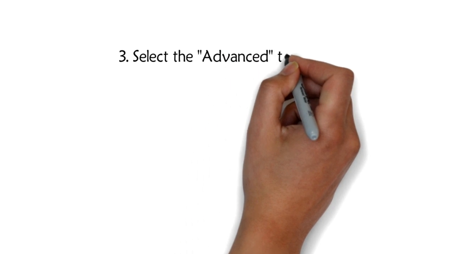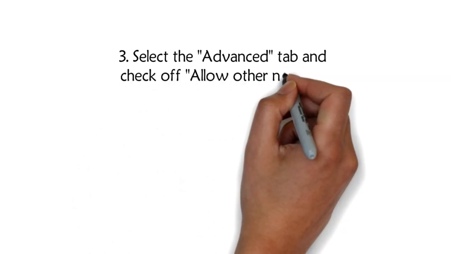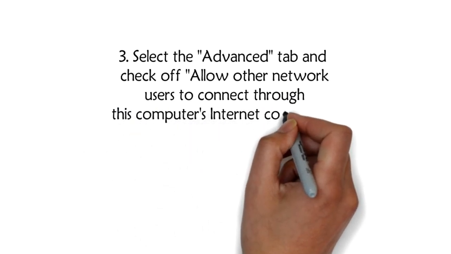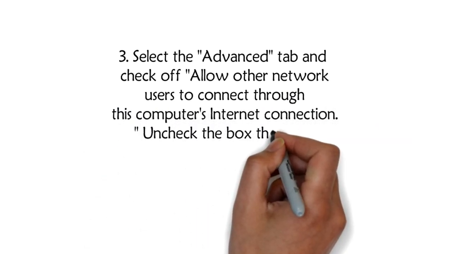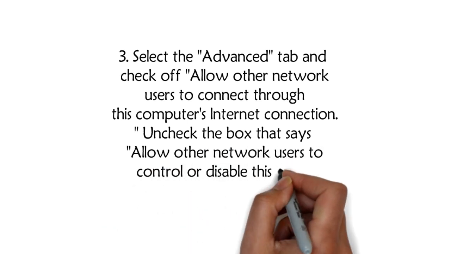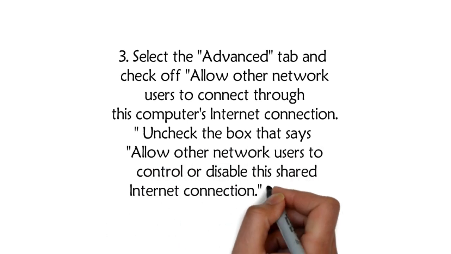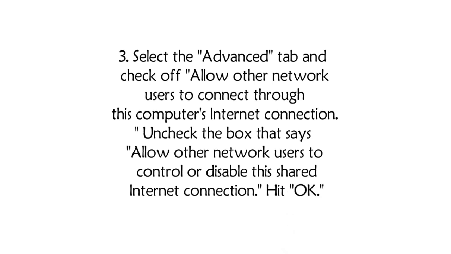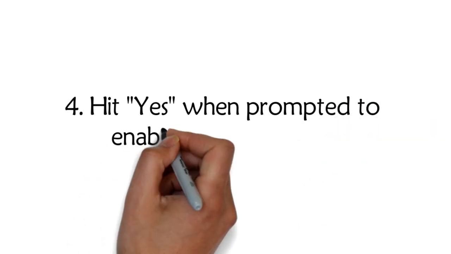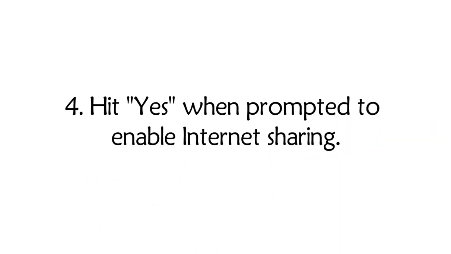3. Select the Advanced tab and check off Allow other network users to connect through this computer's internet connection. Uncheck the box that says Allow other network users to control or disable this shared internet connection. Hit OK. 4. Hit Yes when prompted to enable internet sharing.